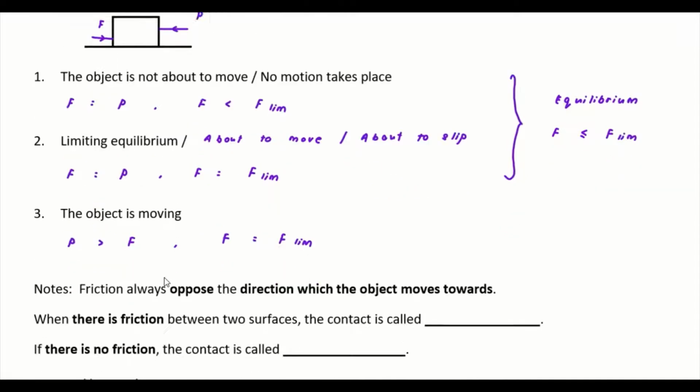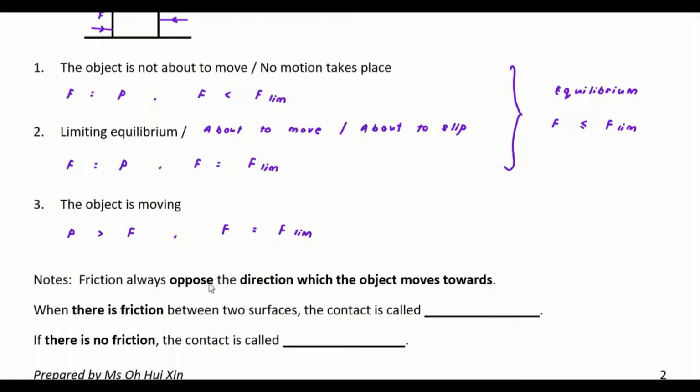Okay, so some notes here is that the friction will always oppose the direction in which the object is trying to move. So it's important for you to imagine where the object is moving towards, and what motion you are trying to apply.